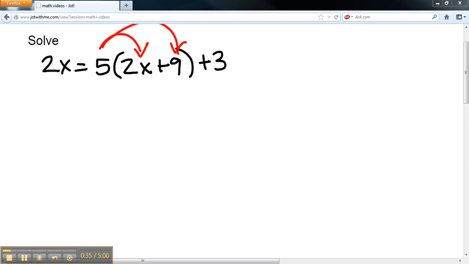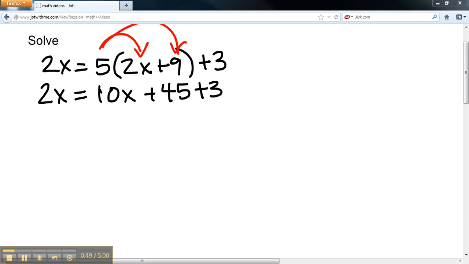And what we'll get when we do that, we still have the 2x on the left, and that equals 5 times 2x is 10x. 5 times 9 is 45. And then we see that on the right-hand side we have 45 plus 3 that we can go ahead and add together. And that'll give us 2x equals 10x plus 48.